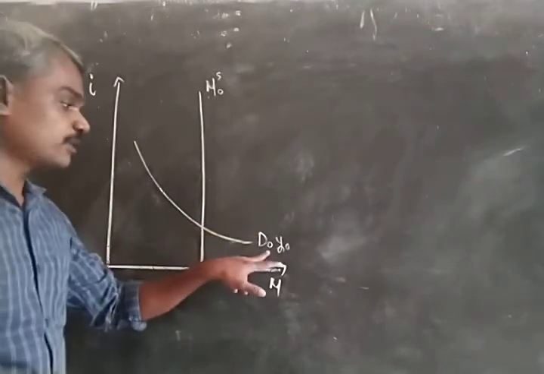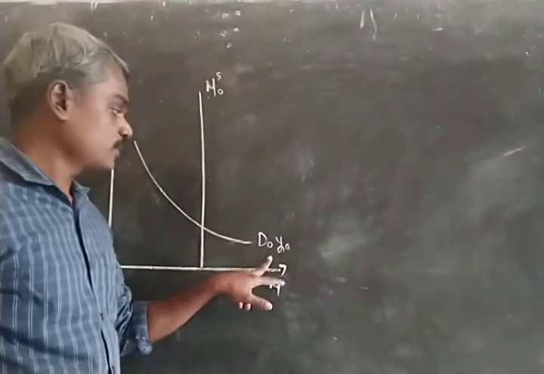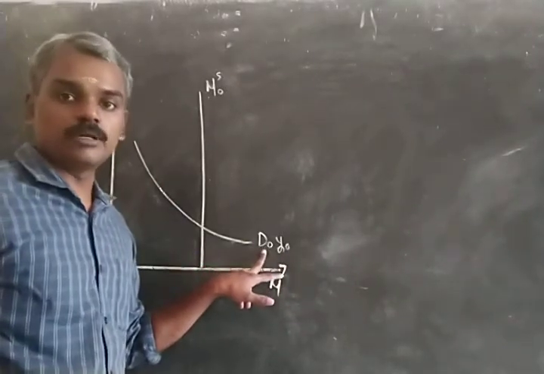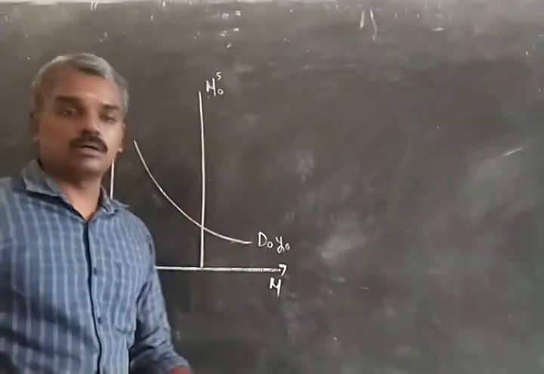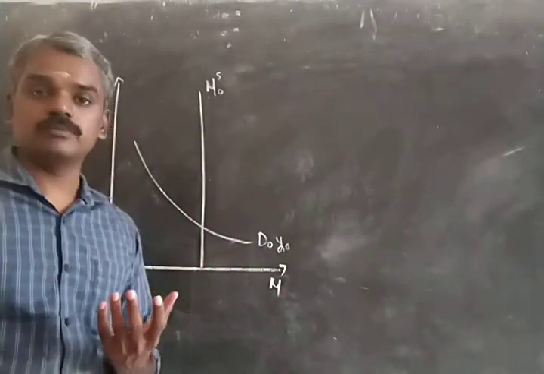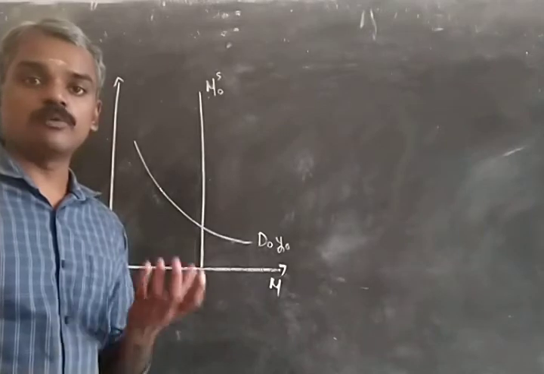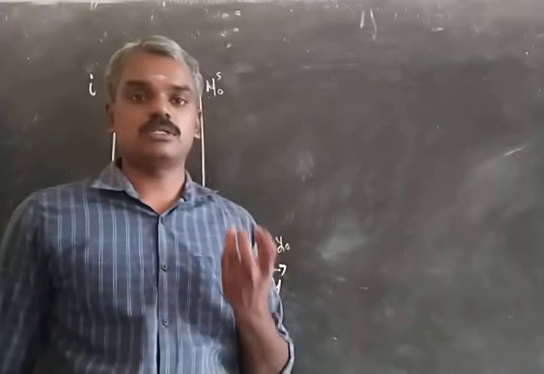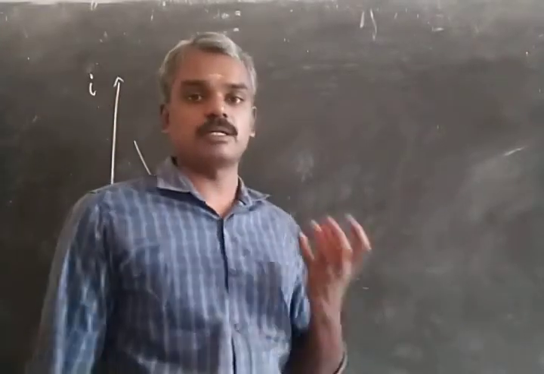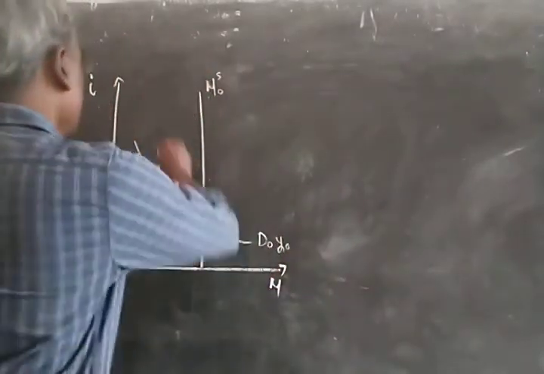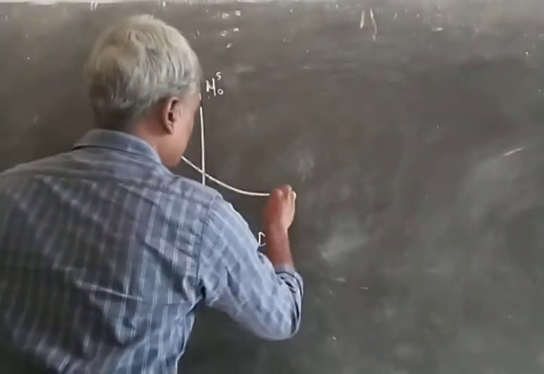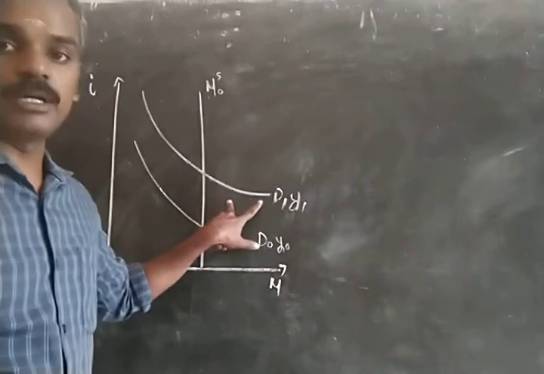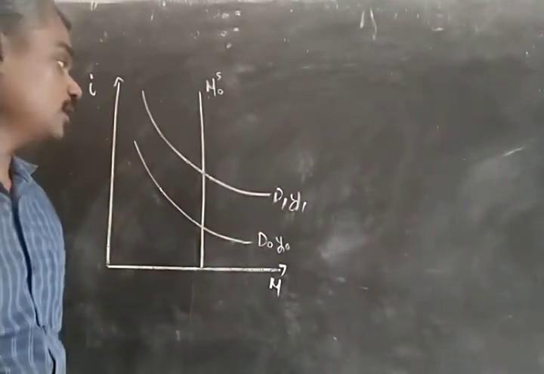So here we have assumed a particular level of income Y0, and assuming this level of income we have a particular demand for money curve. Now we are assuming a higher level of income Y1, which obviously causes a shift in the demand for money, because people increase their transaction, precautionary and speculative demand. So corresponding to the higher income we have a new demand for money curve, D1 at Y1.